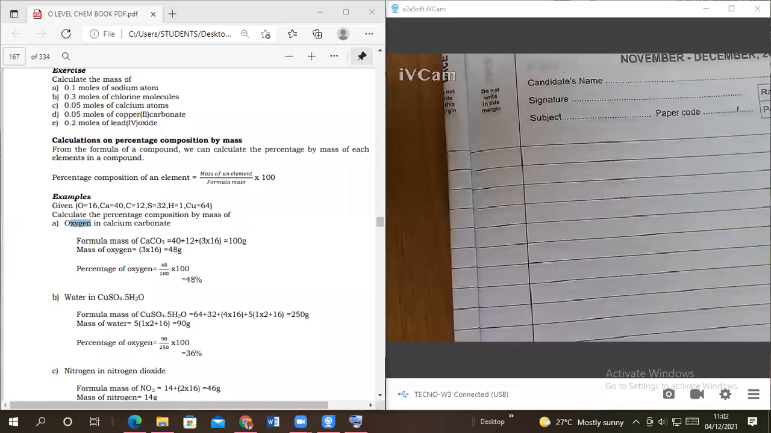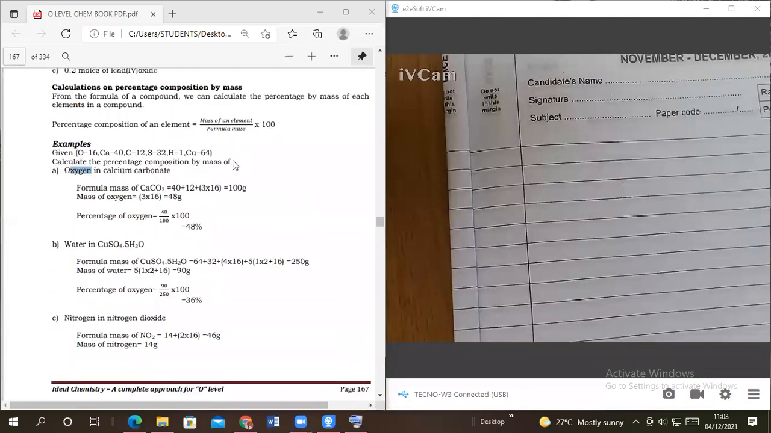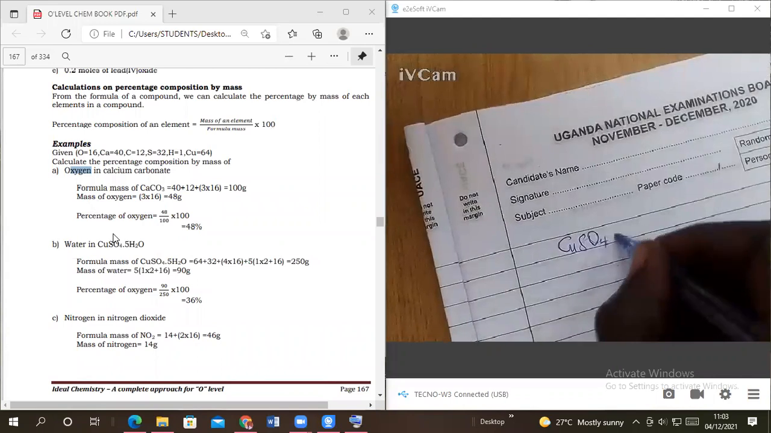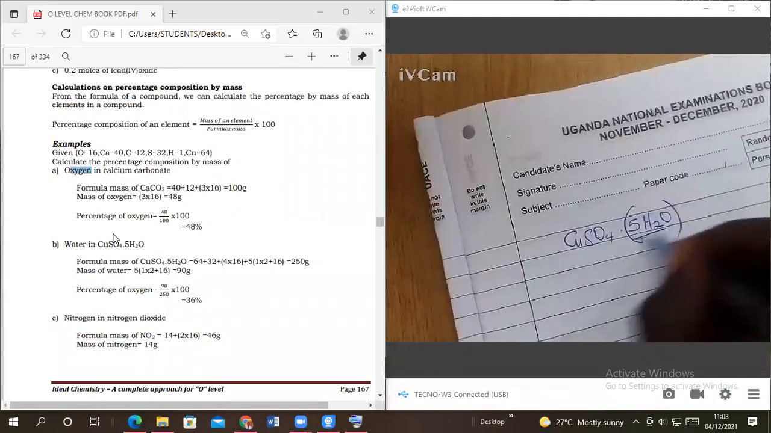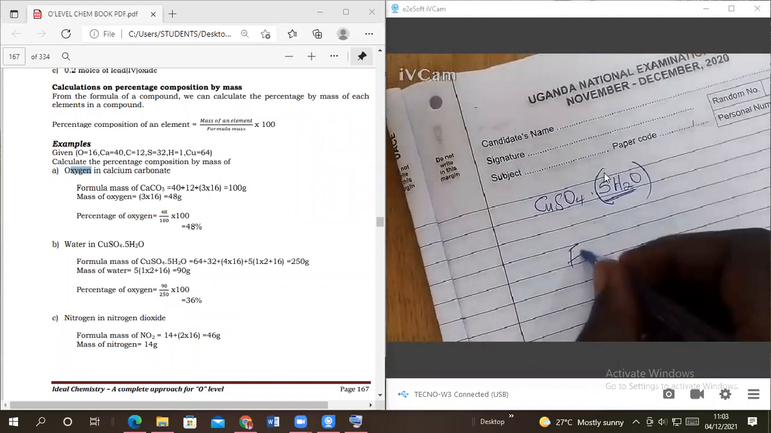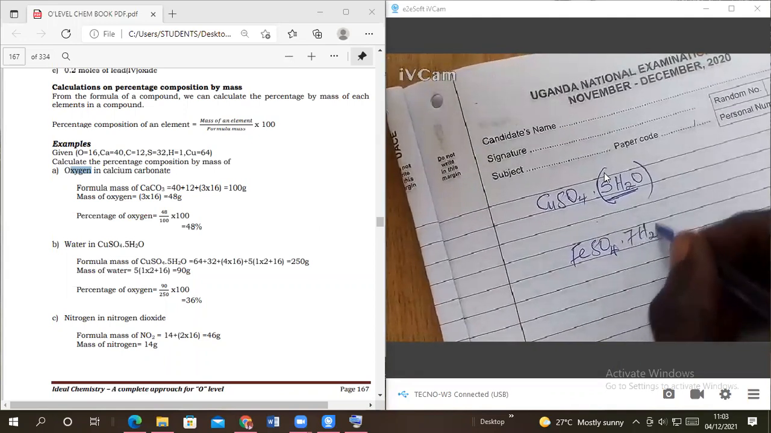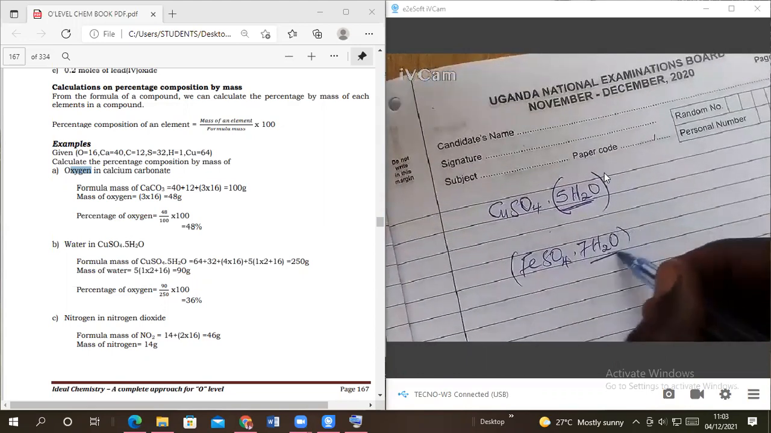Here, you see this. What is the percentage by mass of water in copper 2 sulfate, CuSO4 with 5 water? They want the percentage of this. Last time I gave you the relative mass of iron 2 sulfate, was it 7 water? People found problems in calculating the relative mass of this compound.